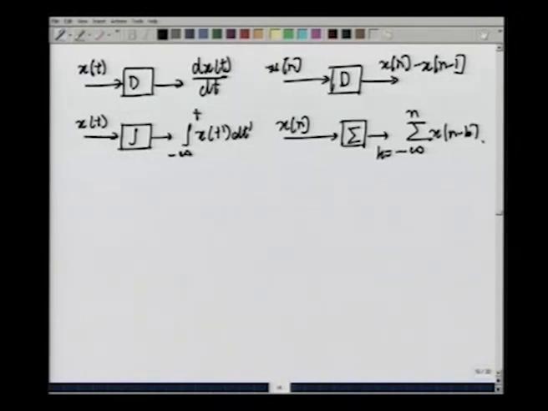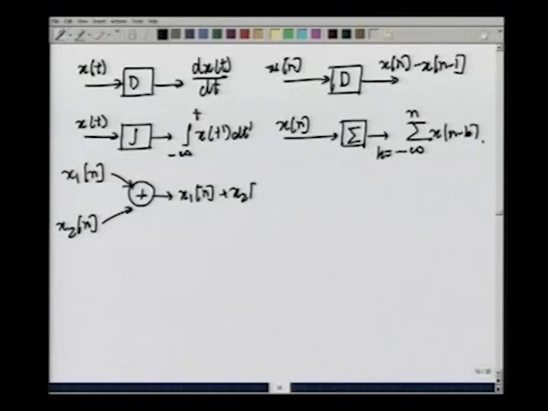Suppose we have these blocks. Let us construct some more blocks. Let us have a summing block. This block takes two inputs, let us say x1[n] or x1(t), it does not matter, the symbolism is the same, x2[n], and the output it produces is x1[n] plus x2[n]. This is what we would call a summing block.